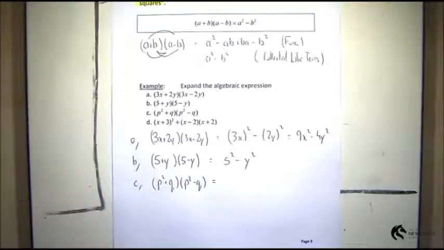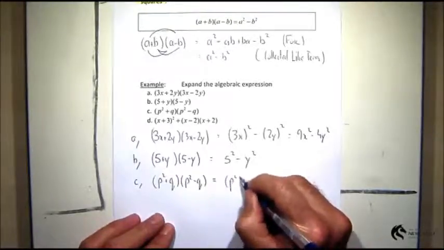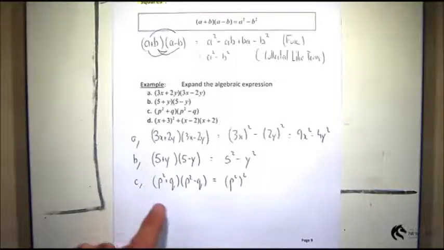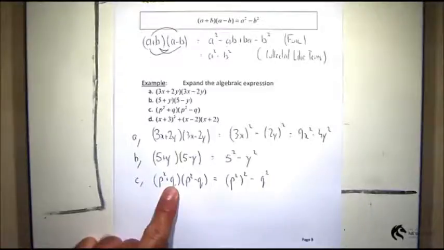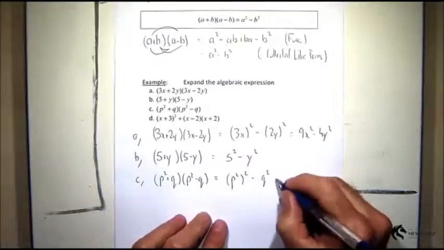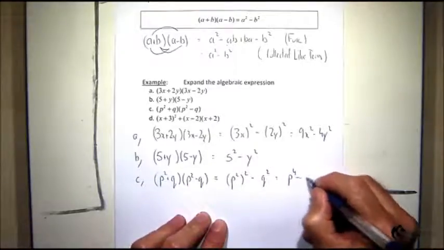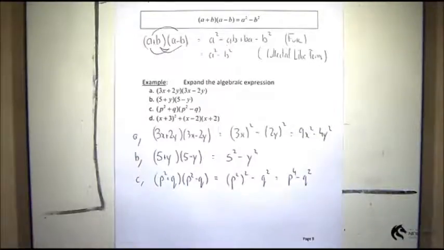Again, a difference of two squares. In this case, my first number is p squared. So in the answer, that's got to be p squared, all squared, my first number squared, minus my second number squared. Now, according to our rules of indices, which we'll go over a little bit later on, p squared all squared is p to the fourth, minus q squared. So that would be my expansion.